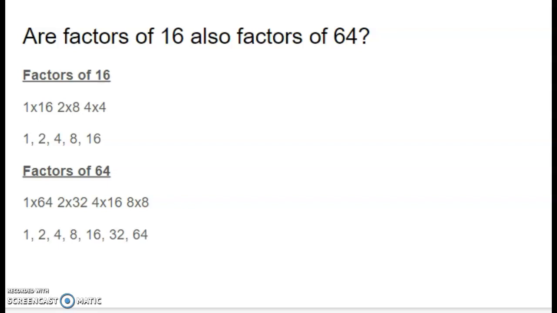You don't have to take my word for it. I would suggest that maybe if you're not convinced, that you try this out with two numbers that you choose. And try to figure out, will the factors of any numbers be factors of all the multiples of that number?